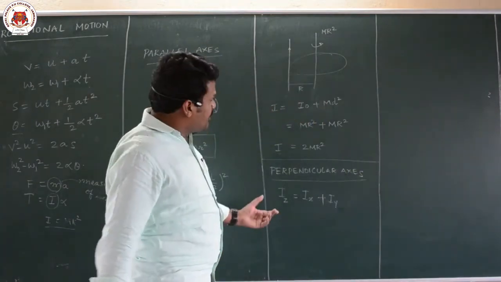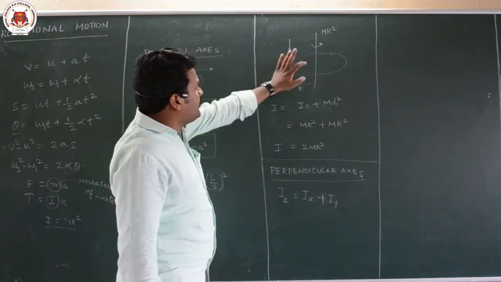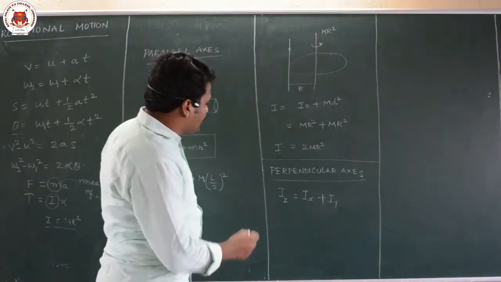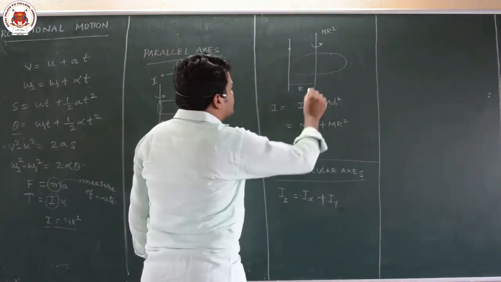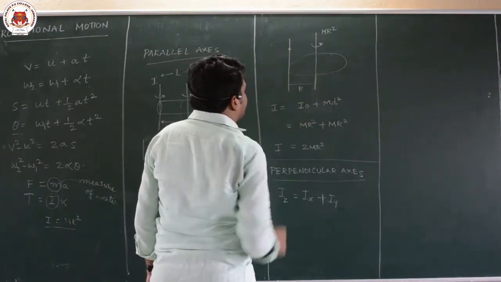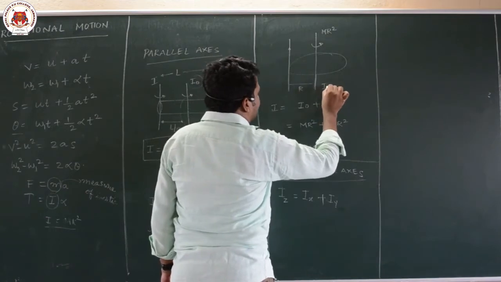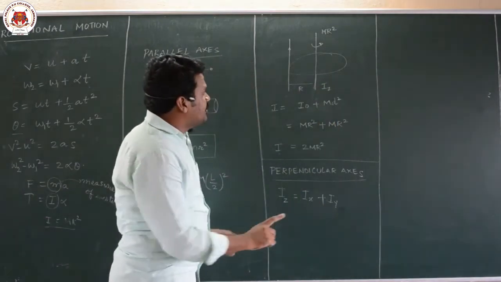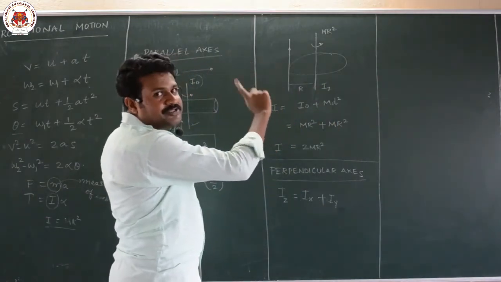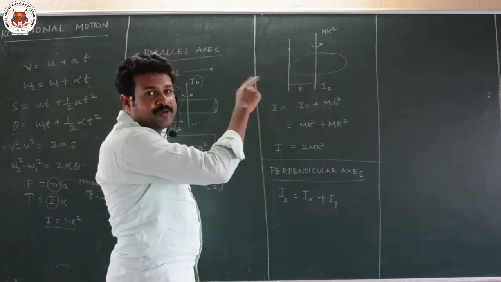The same thing we can apply for this ring only. I will take this ring and show how to apply this perpendicular axis theorem. According to this theorem, this mr square is Iz because it is in the z plane. I am rotating this ring. The ring is present like this, and I am rotating it like this in the z plane.